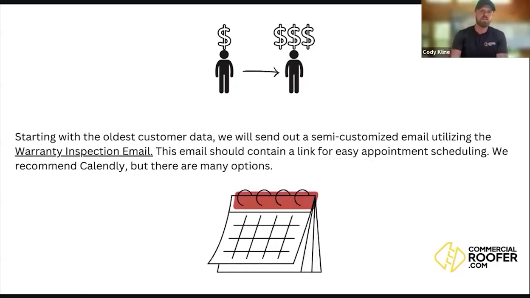Okay. And then here's what we're going to do with that data. I like the idea of starting with the oldest customer data first. If we think about it logically, the oldest jobs that you have are the most likely to have issues, right? They've experienced freeze-thaw cycles, they've been beat up by the UV rays and everything in between. So starting with the oldest data, we're going to send out a semi-customized email utilizing the warranty inspection email.